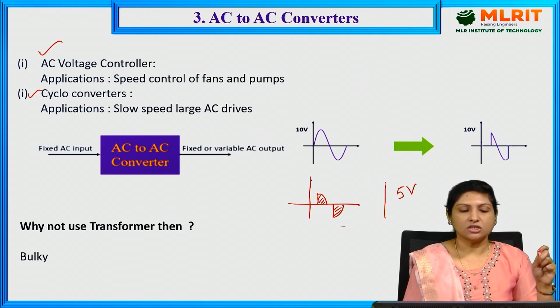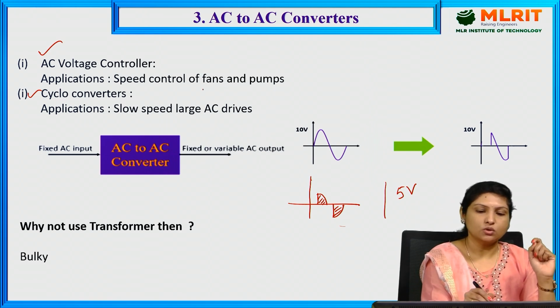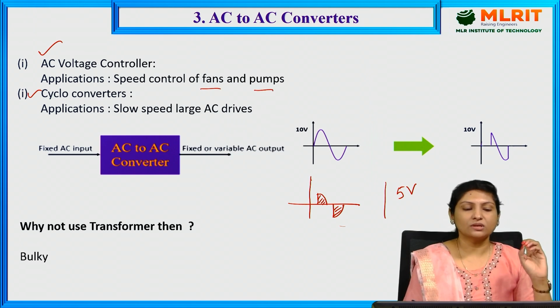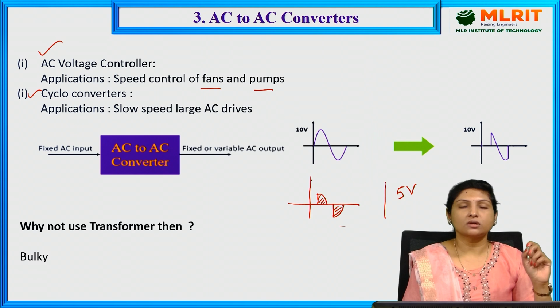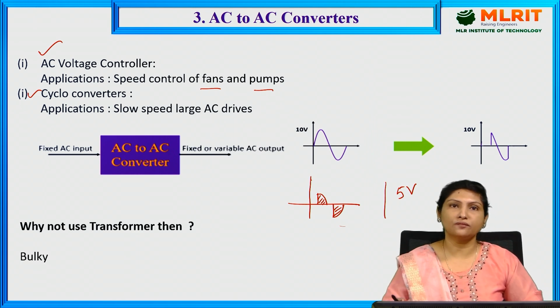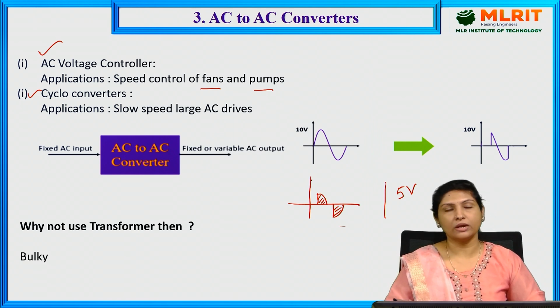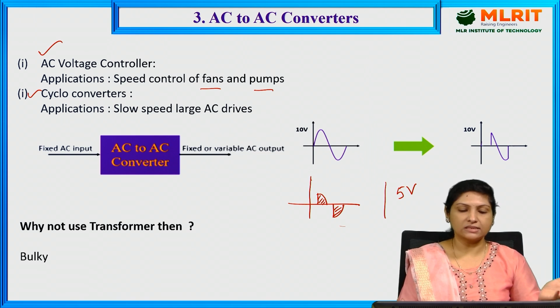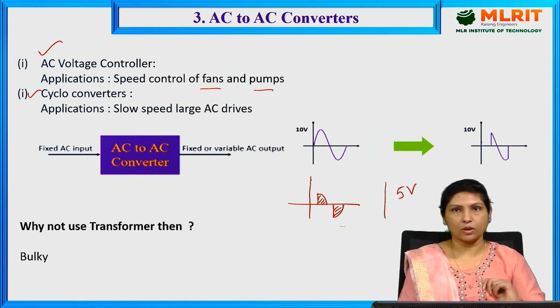Coming to the applications part, it is used in speed control of fans as well as pumps. Coming to the cycloconverters, cycloconverters also convert fixed AC to variable AC at a required frequency. We can control the frequency of a cycloconverter, whereas we cannot control the required frequency in an AC voltage controller. That is the only difference. And a cycloconverter converts fixed AC to variable AC at a required frequency.